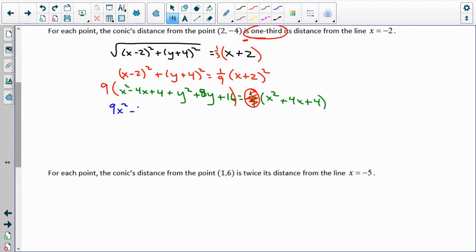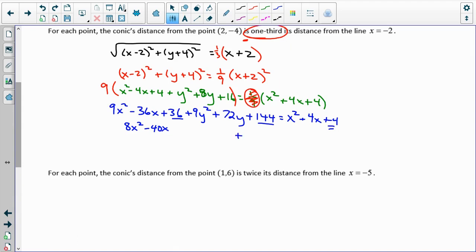So I have 9x squared minus 36x plus 36 plus 9y squared plus 72y plus 144 equals x squared plus 4x plus 4. So now let's subtract everything over. I have 8x squared minus 40x. Notice that 36, 144, those add together to be 180, and then I'm going to subtract a 4 over, so I'm going to have plus 176. Then I don't really have to do anything to the y's. So this is my equation.